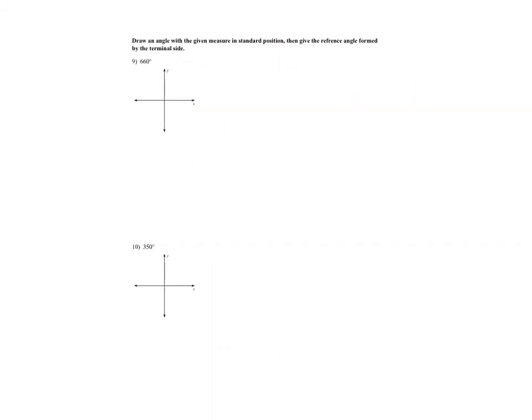Okay, so drawing an angle in standard position with the measure of 660, and then giving the reference angle of the terminal side. So initial side starts out on the positive x-axis. Now we're going 660 degrees, which is almost 2 full revolutions. It's actually 60 less than 2 full revolutions. So a little hint on this: 60 less than 2 revolutions, right? So we're going to go here, 1 full revolution, and then 60 less than 1 more full revolution.